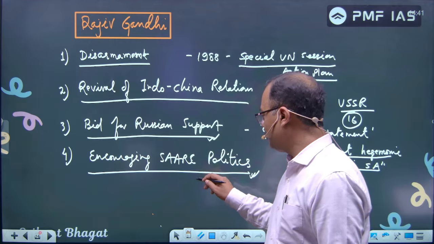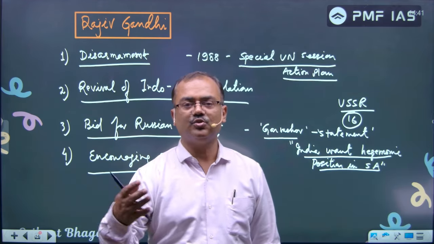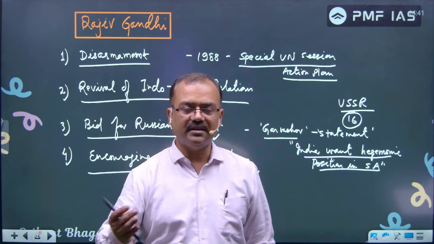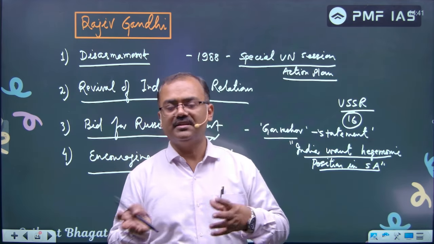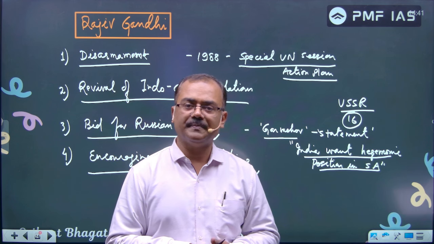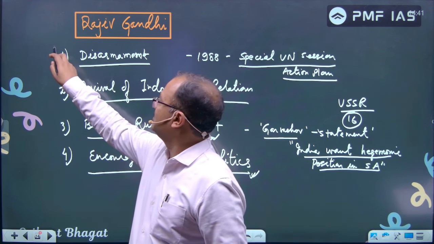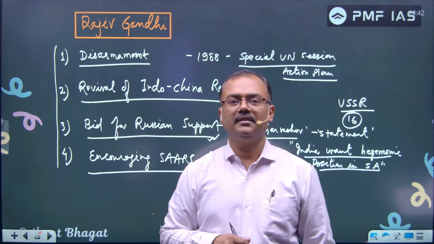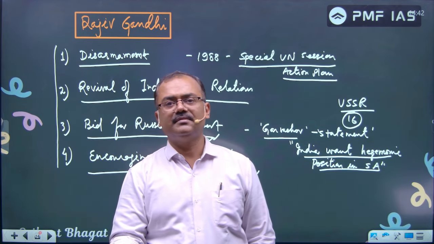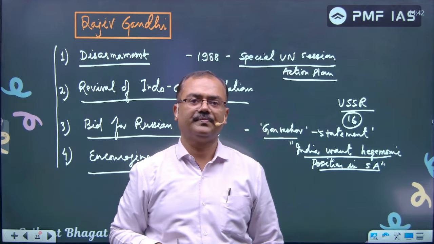But Rajiv wanted that SAARC should come together. South Asian countries should come together for economic, cultural, transportation, communication related support systems. Okay. So these changes show a balanced approach. Nehru's idealism, Indira's realism, and Rajiv Gandhi tried to have a balanced approach.